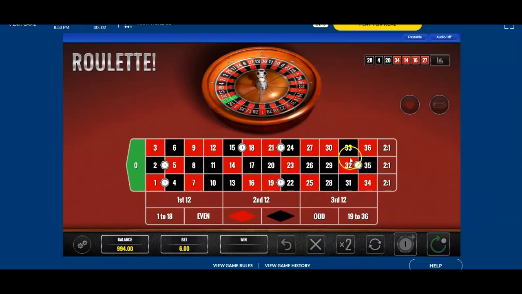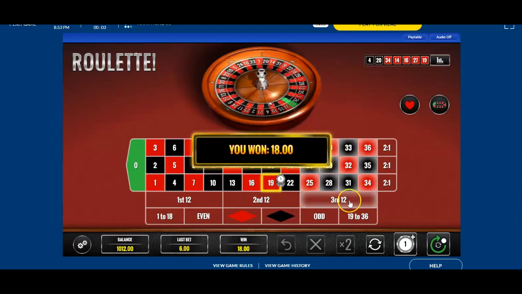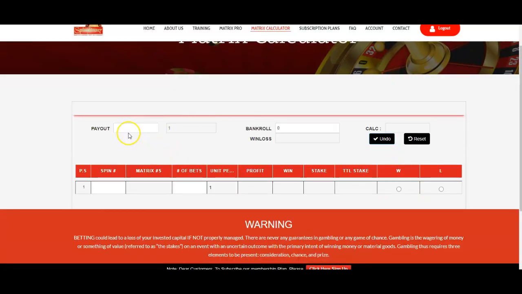Let's spin away. And there we go. We hit on the first try. Okay, so let's try that again. Sometimes you do hit on the very first try or first 2 or 3 tries.